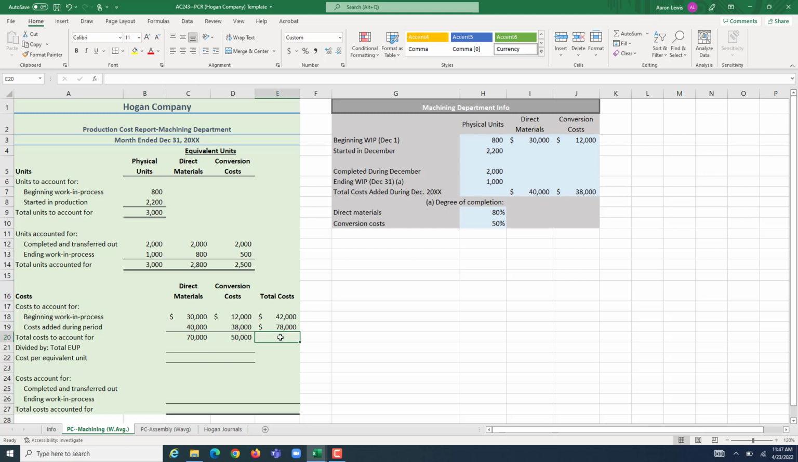And in total, the total amount of costs that we have to account for can be calculated in two ways. It's either the total cost of beginning WIP plus costs added. That comes out to be $120,000. Or it can also be the total amount of direct materials we need to account for plus the total amount of conversion costs. That ends up being $120,000. It doesn't matter. This number right here in the corner is always the sum of the column above and the sum of the two numbers in the row right next to it.